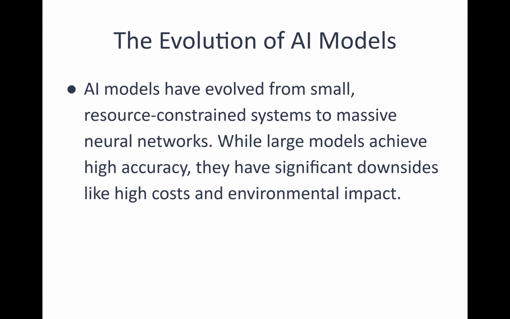Let me start with the evolution of AI models. The early days of AI were marked by relatively small models, constrained by the limited computational resources available at the time. As computing power increased, so did the size and complexity of AI models. Researchers discovered that larger models could achieve higher accuracy and perform more complex tasks, leading to the creation of massive neural networks with billions of parameters. However, this trend toward ever larger models has a significant downside.